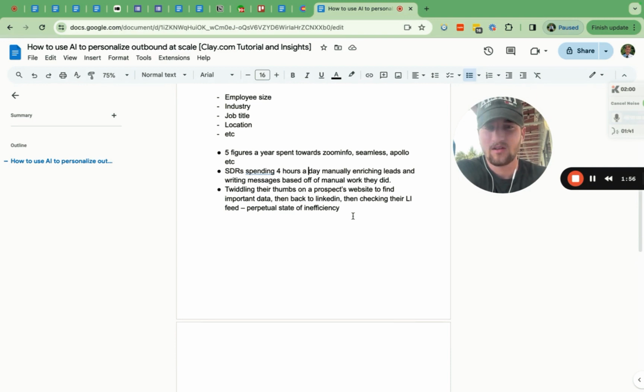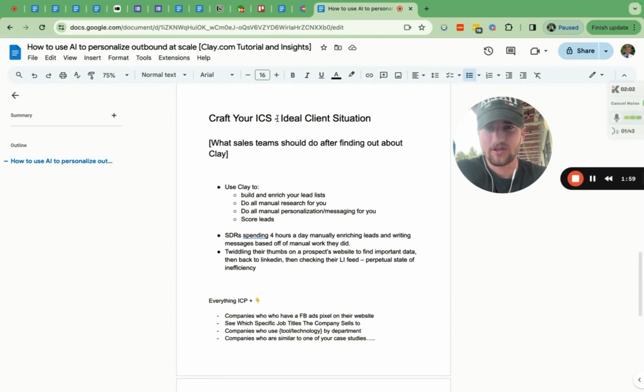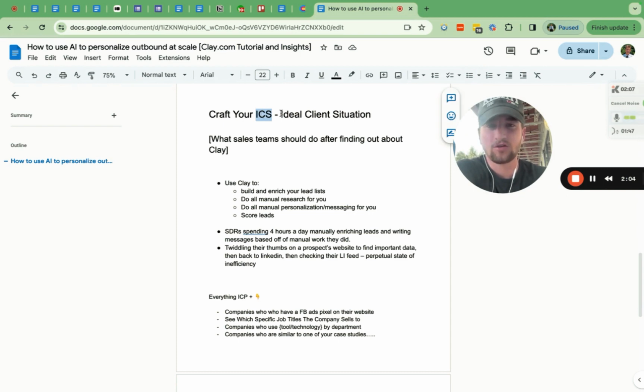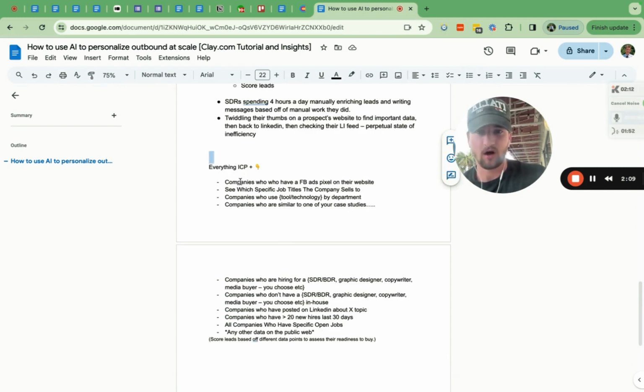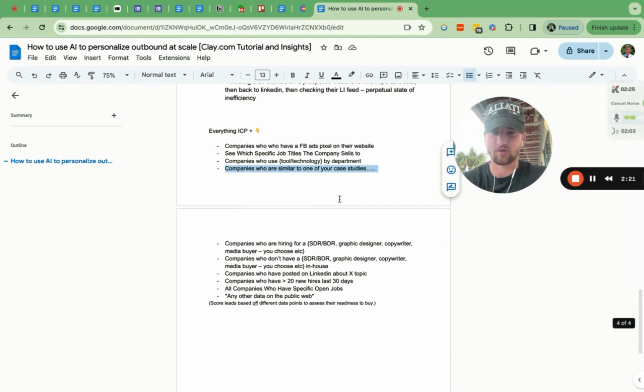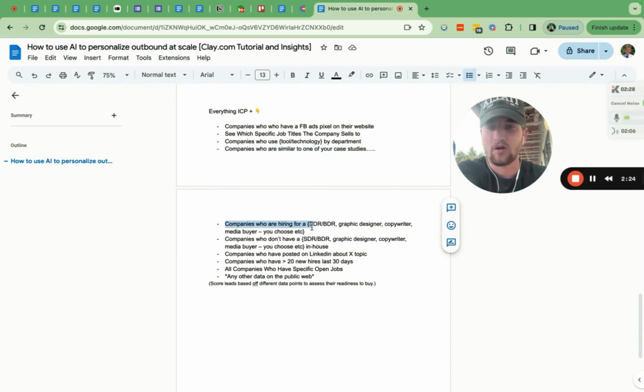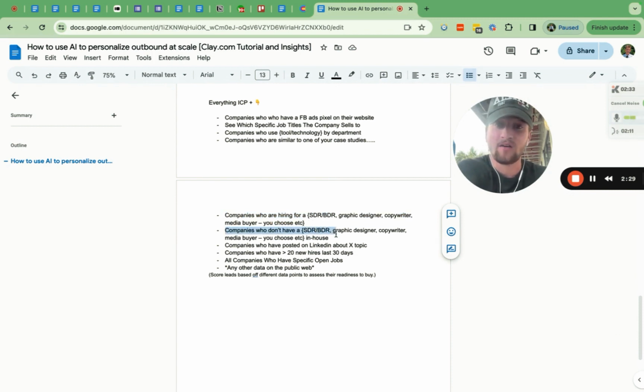After Clay, instead of the ICP, you can find the ICS, which is essentially the ideal client situation. So you're finding the ICP, but you're also getting very important information. Like, hey, I only want to go after companies who have a Facebook ads pixel on their website. They're selling to these specific job titles so we can personalize the messaging. They're using this specific tech stack. They're similar to one of their case studies on their website. They have an active job posting that's similar to the service you're offering. And they don't have this.